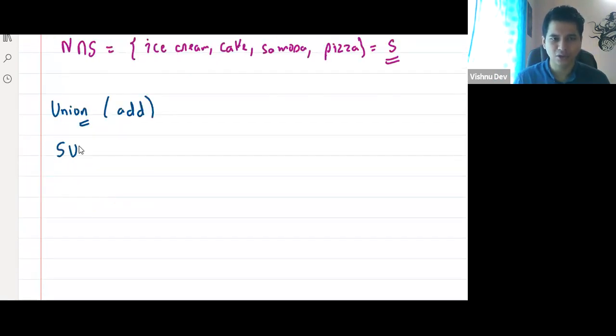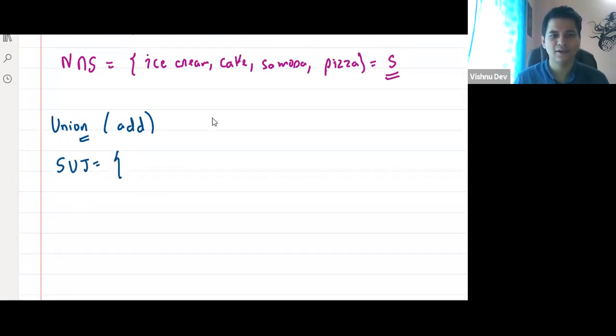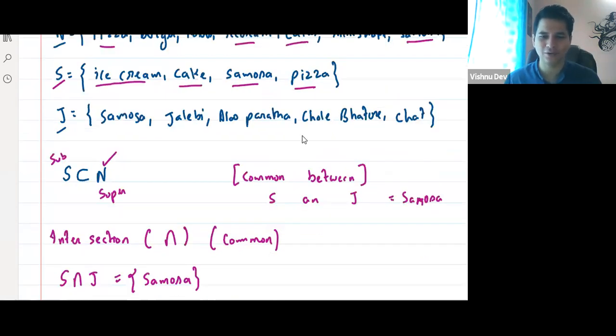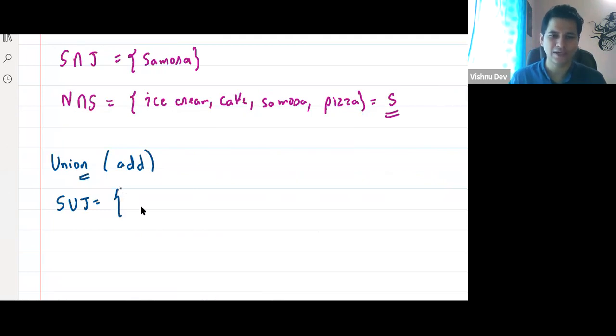Now tell me, if I'm saying Sinchana union Janvi, then we will add all the elements of Sinchana as well as Janvi. Yes or no? So intersection is only the common one, but union is total. Add all the elements of Sinchana and Janvi. Yes, we learned this in inequality. Intersection and union we studied in inequality.